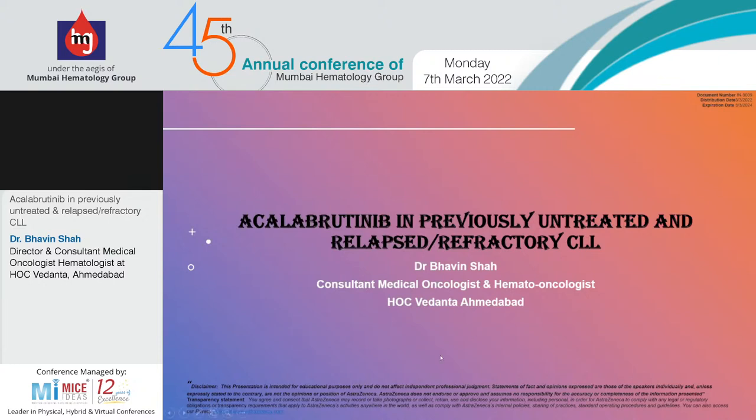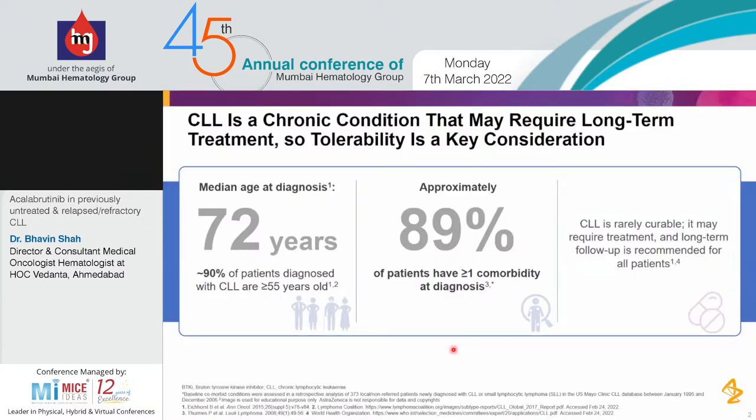We all know that chronic lymphocytic leukemia is a disease of elderly people, and the median age at the time of diagnosis is around 72 years. Approximately 89% of the patients have one or more comorbidities at the time of diagnosis. Many patients who are asymptomatic don't require treatment, but most of the patients at one point of time require treatment. And because they have a lot of comorbidities, we have to select the treatment wisely.